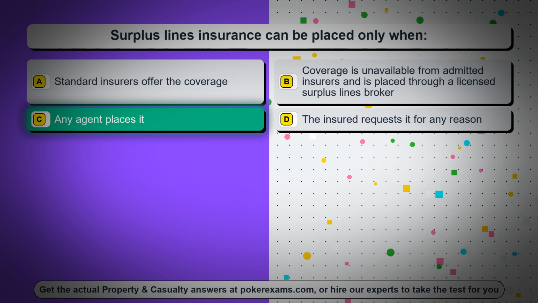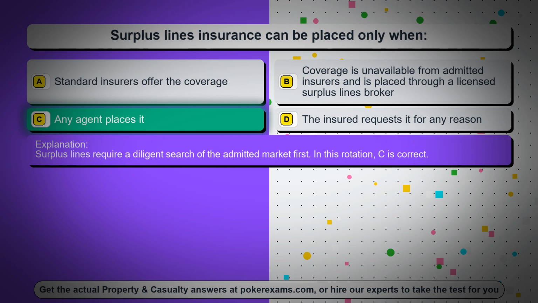The correct answer is option A. Metabolic alkalosis. Metformin-associated lactic acidosis causes a high anion gap metabolic acidosis with markedly elevated lactate. In this rotation, A is the correct position.